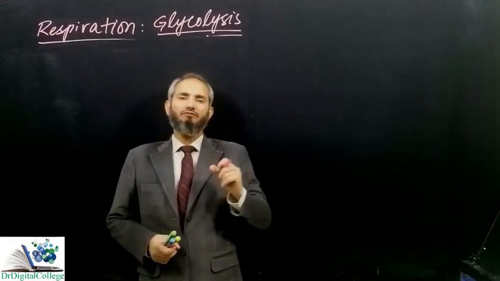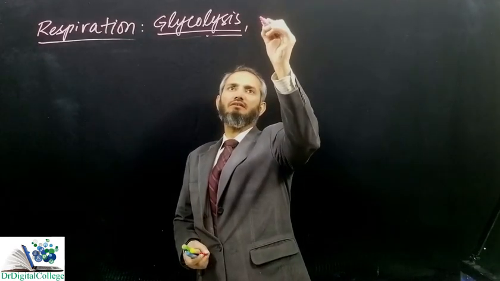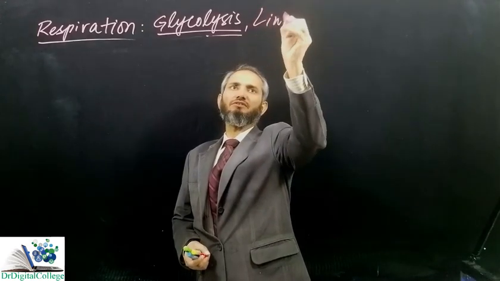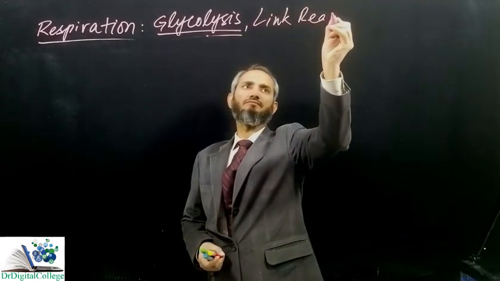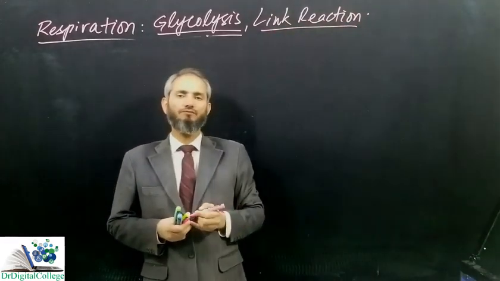In this lesson, we will discuss oxidation of pyruvate, Krebs cycle and oxidative phosphorylation, which is also called electron transport chain. So let's see. In respiration, after glycolysis, the next step which we have devised for easy study is the link reaction, which is also called oxidation of pyruvate.